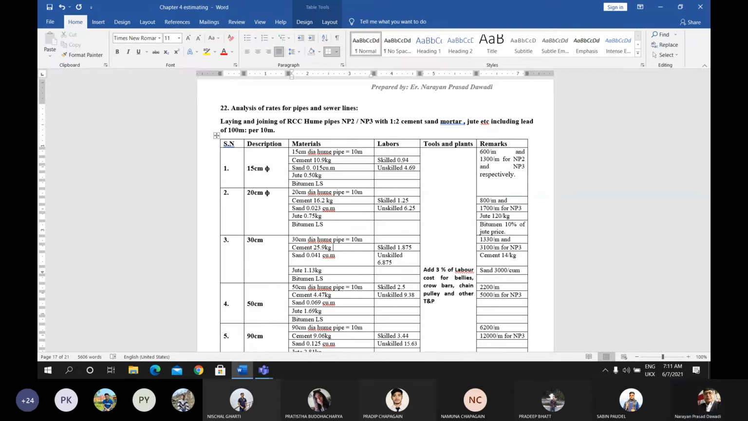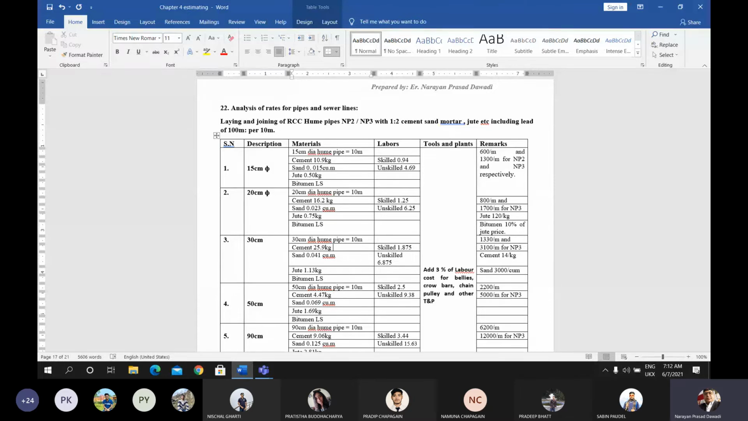Okay. Now, after knowing the material cost, material, labor, and the tools and plants, you can add all these costs and the subtotal is obtained. Provide 15% contractor profit overhead. Again, add, provide 13% contractor tax or VAT. In the similar way, you can make the rate analysis for each centimeter diameter of the RCC pipe.